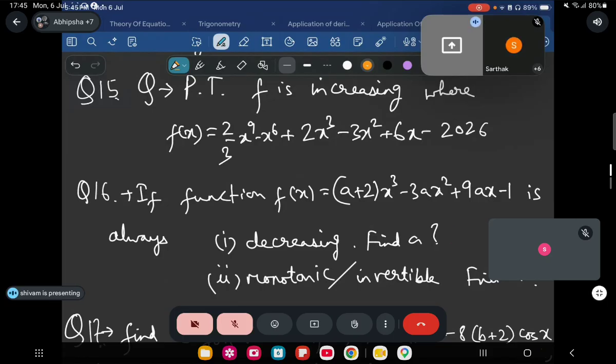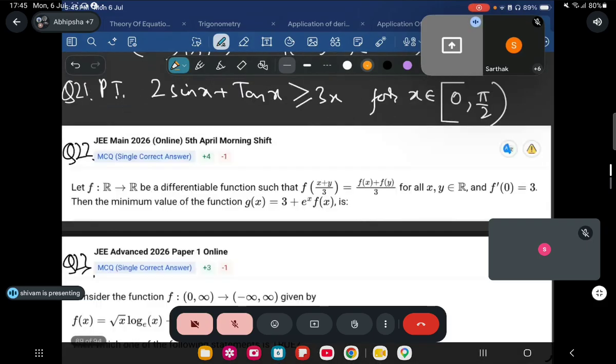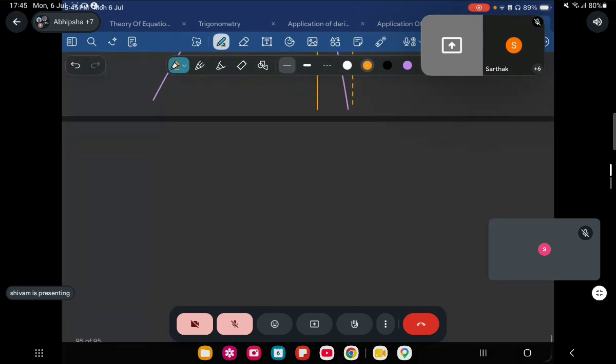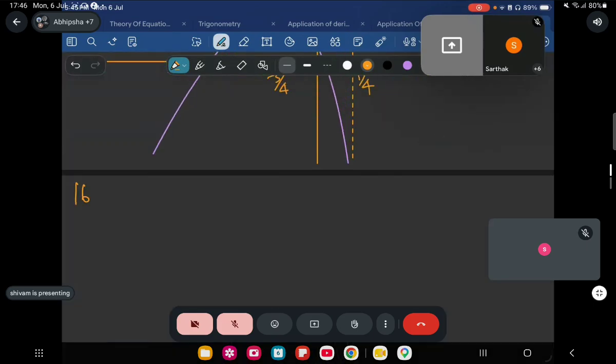16. Okay, so first of all, the function f of x is equal to a plus 2 is always decreasing. So it is always decreasing. What do we need to do? Tell me. dy by dx less than 0, right? 16 part 1. We need to put the derivative less than 0, isn't it?